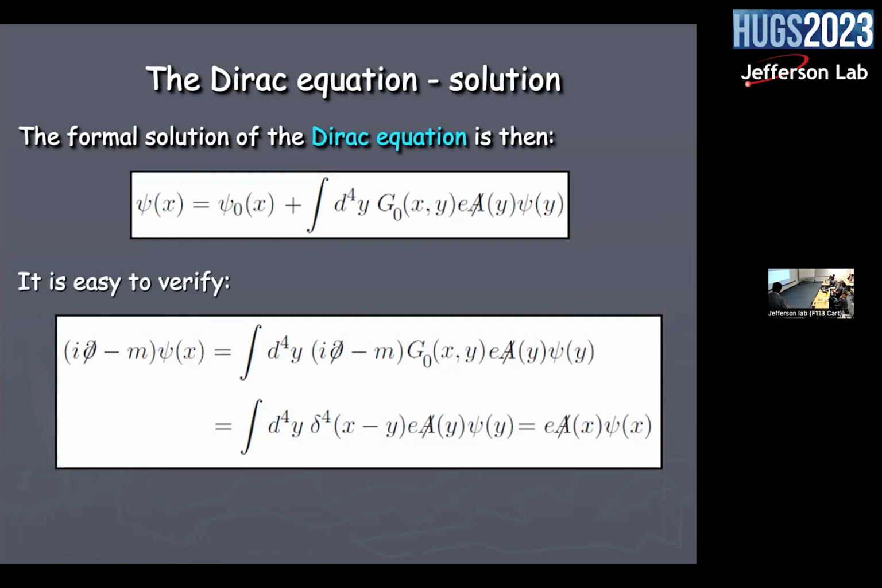What I can do is operate with i d-slash minus m on both sides. This is operating upon the variable x, so it is not seeing really the y variable. It's a derivative with respect to x, so it will not be operating upon what is depending upon y, only on this. But I have defined this Green function in the way that this is equal to nothing but a delta function. This integration fixes y at x, and this is the solution. And this was the equation which we knew when the potential is present. So this is a formal solution.